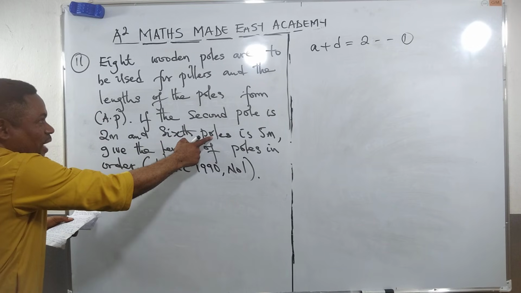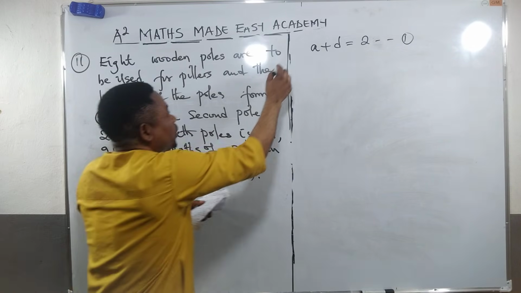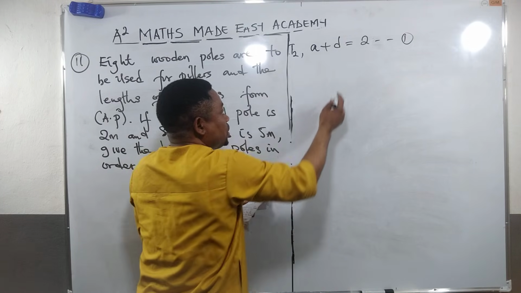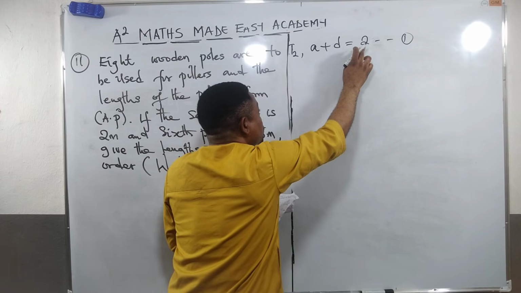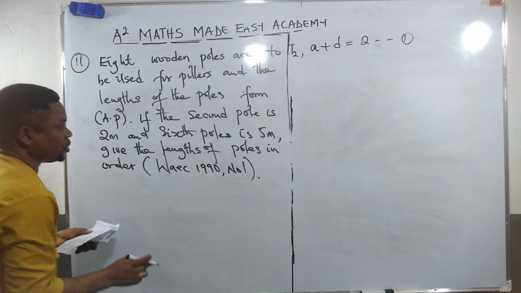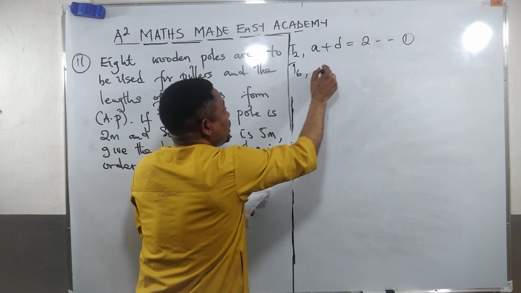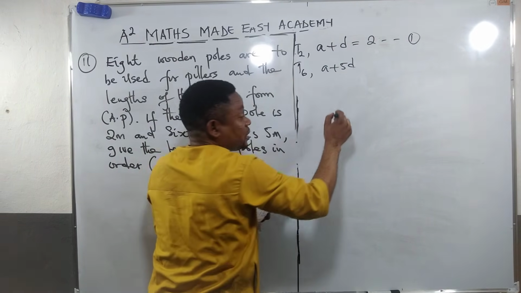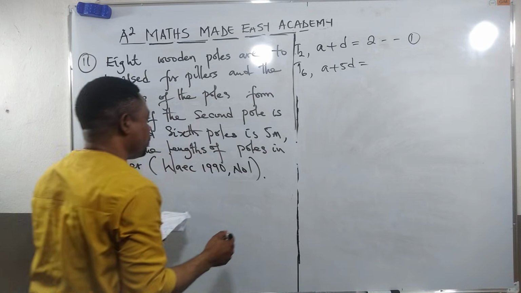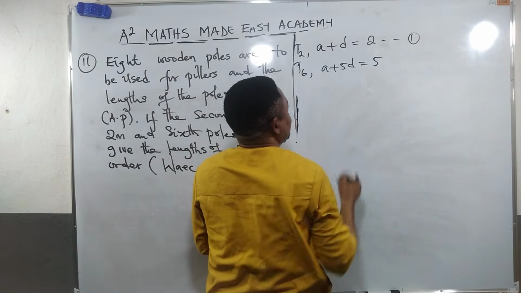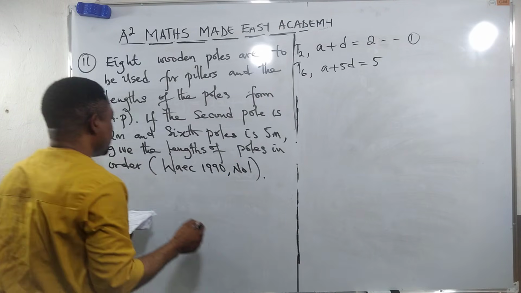And the 6th pole, look at it, 6th pole. Remember, we were looking for the second pole, which is T2, and the formula is A plus D, which is equal to 2. The length of the pole is 2 meters. Let's continue. And the 6th, T6, is A plus 5D. I taught this. Then, what is the length of that pole? The length of that pole is 5 meters.